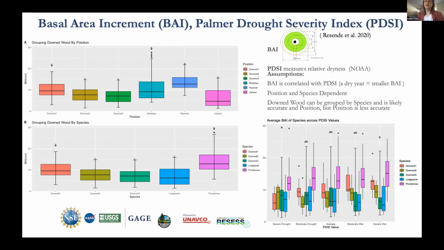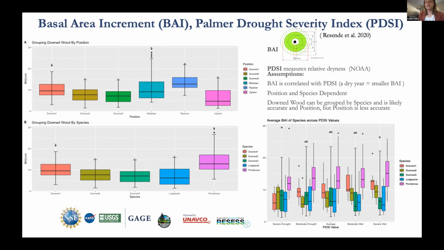So what basal area increment is, it's the difference in area of the tree from the start of the growth year to the previous year. So basically it's just a measurement of how big that tree grew in area that year. And we compared BAI to PDSI, or Palmer's Drought Severity Index, which is basically a measurement of how dry or wet the environment is. And if you look at the graph on the bottom, it shows us that there's a significant difference in basal area increments. So the tree grew less when there's severe drought versus when there's severe wet across all positions.